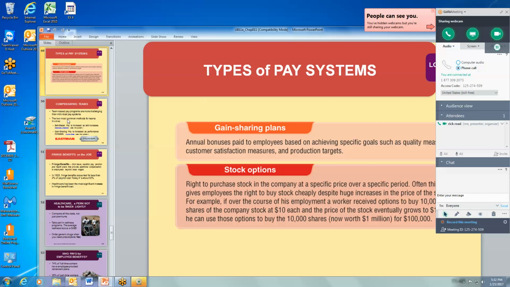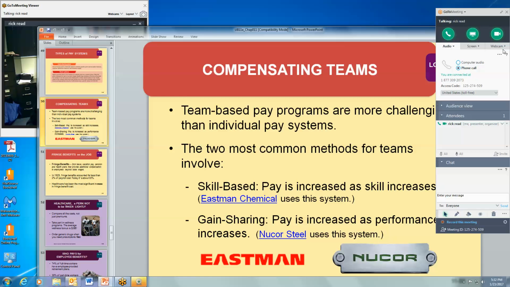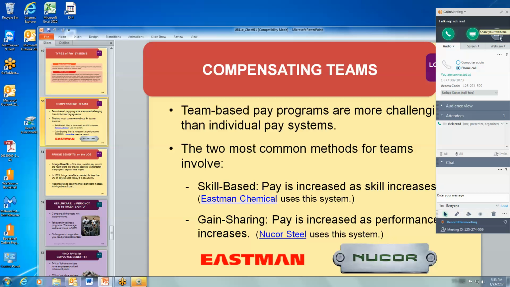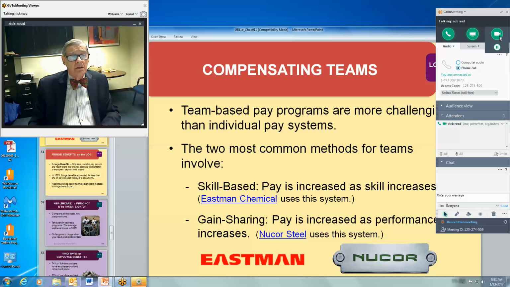You can also compensate teams. Now, one of the problems with compensating teams is, and by the way, a lot of teams do this, they're based on skill-based pay and then gain sharing. Gain sharing is if performance is increased, you're going to pay more. Skill is when skills increase, you're going to pay more.